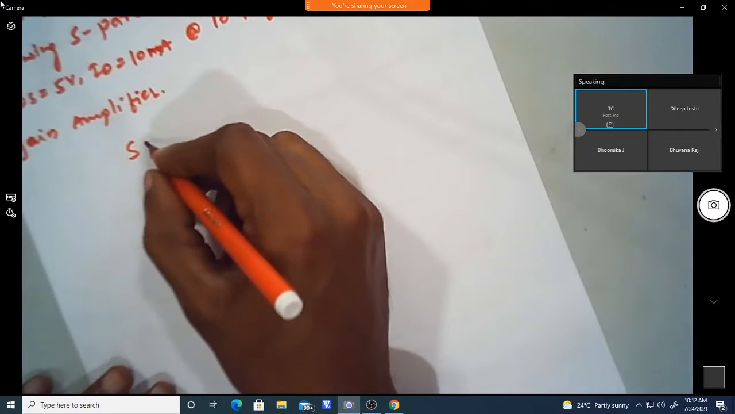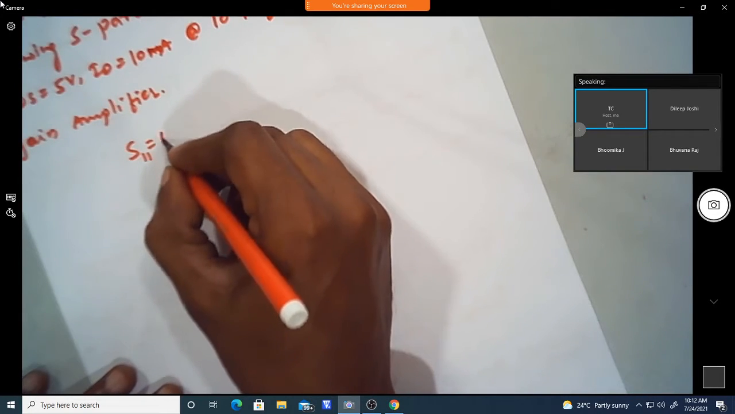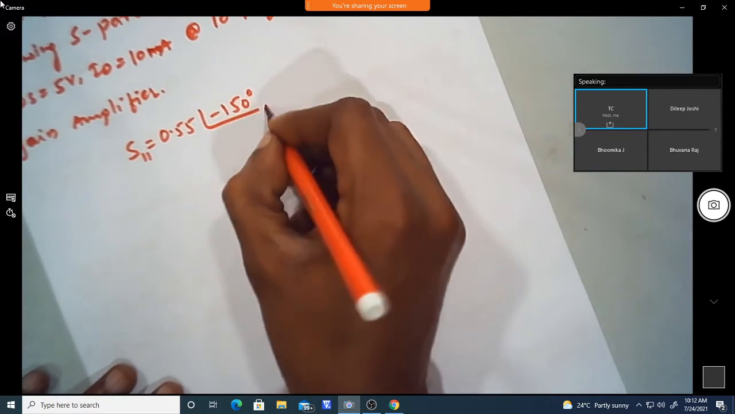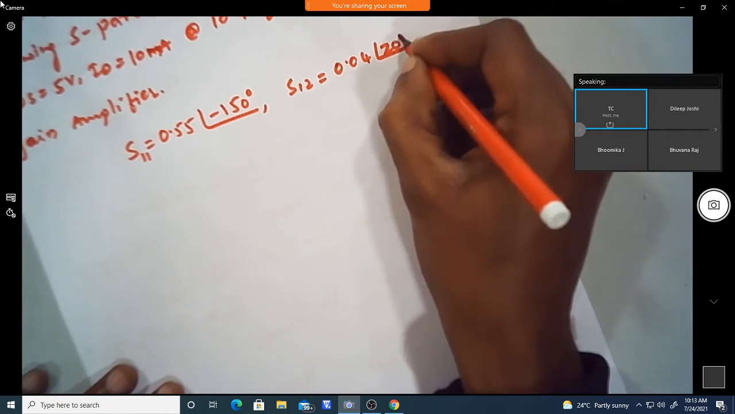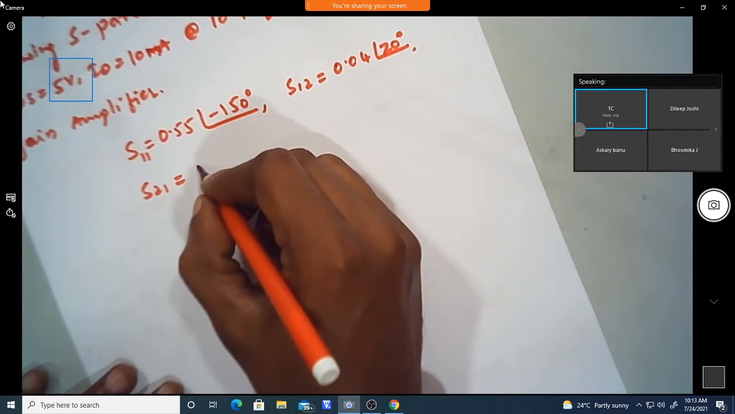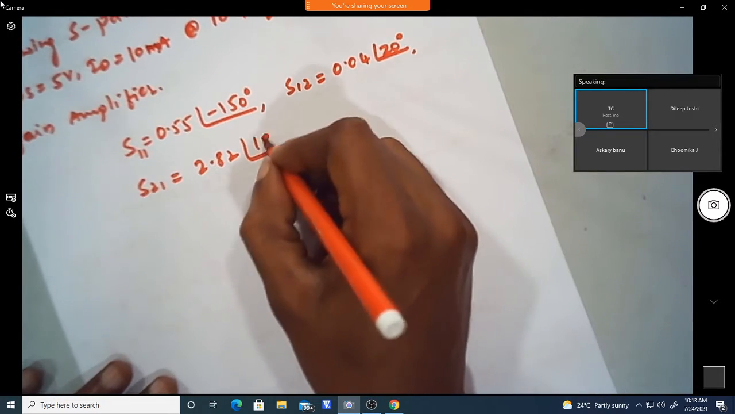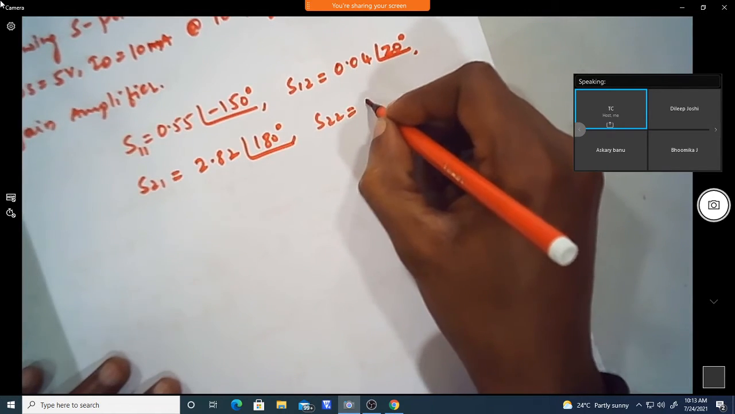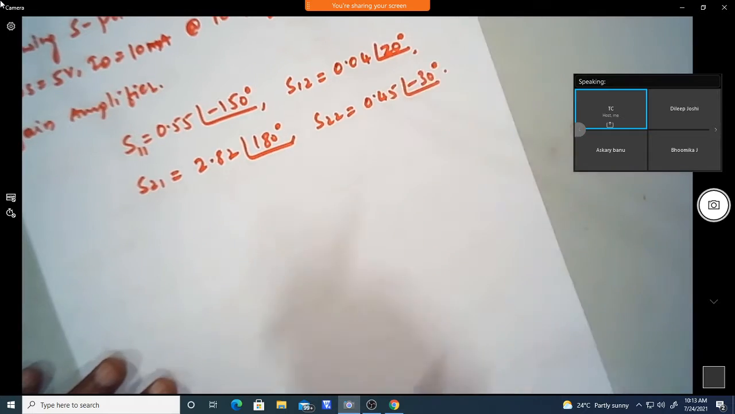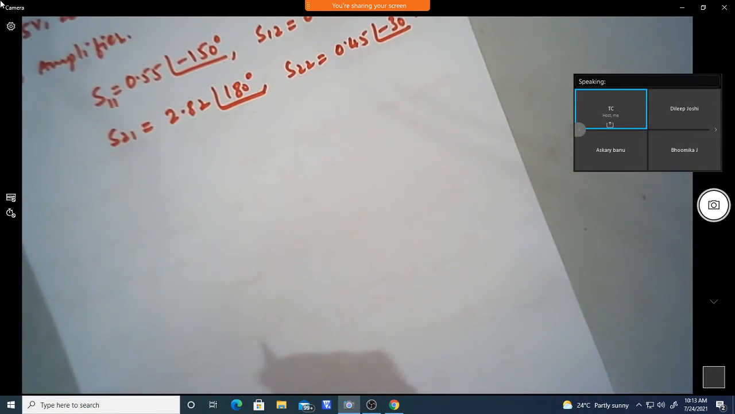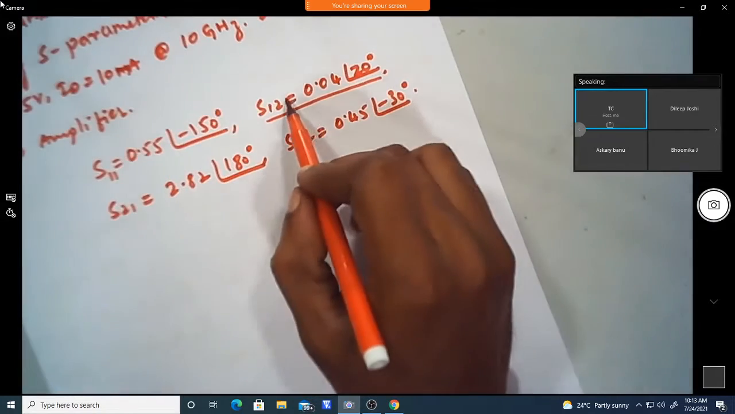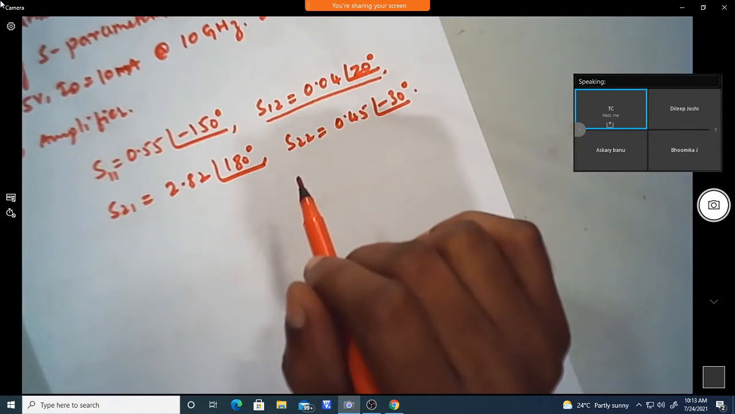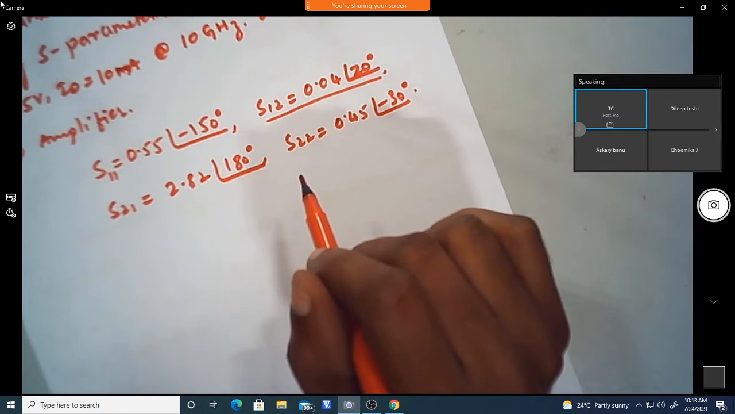The S parameters given are S11 equal to 0.55 at an angle of minus 150 degrees, S12 equal to 0.04 at an angle of 20 degrees, S21 equal to 2.82 at an angle of 180 degrees, and S22 equal to 0.45 at an angle of minus 30 degrees. Now you can see S12 is a small value, which we can approximately take as 0 and design a unilateral design, and we have to find out how much tolerable error there is.